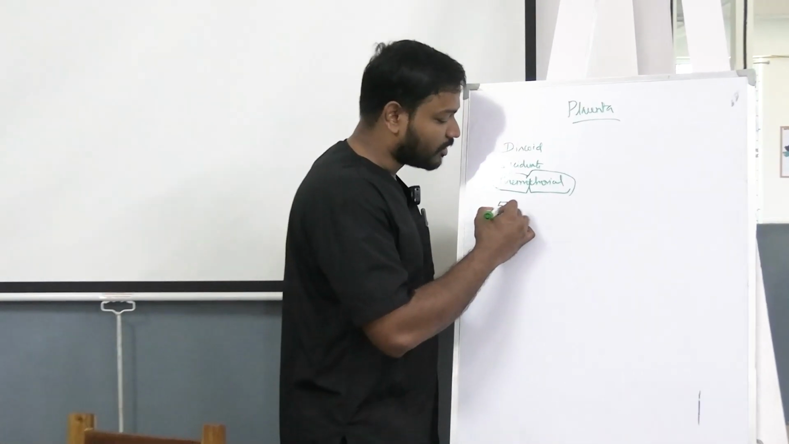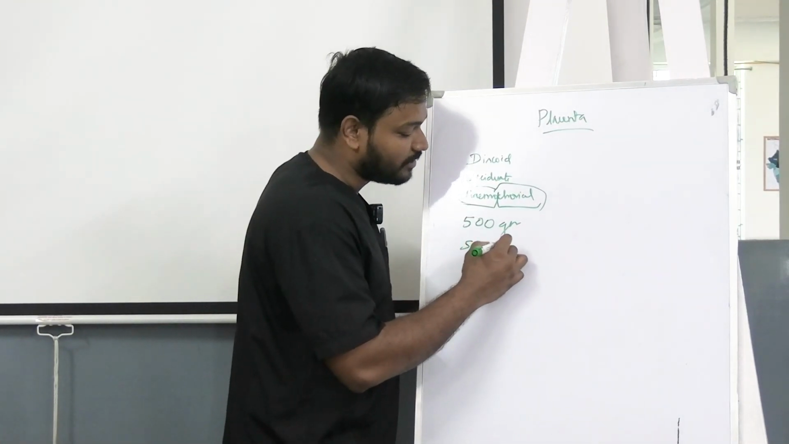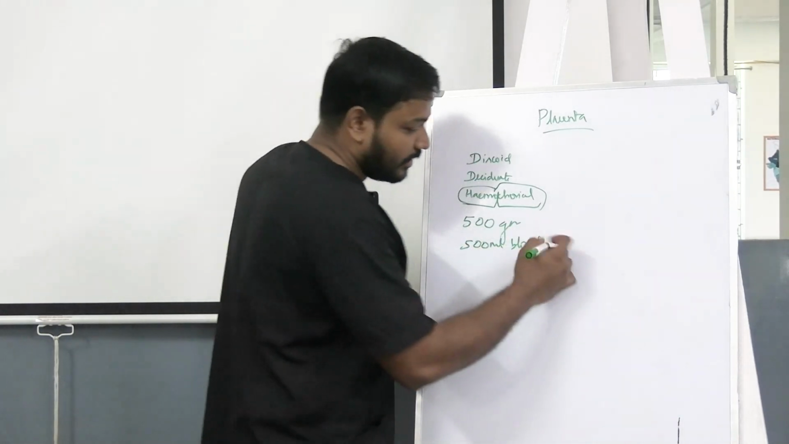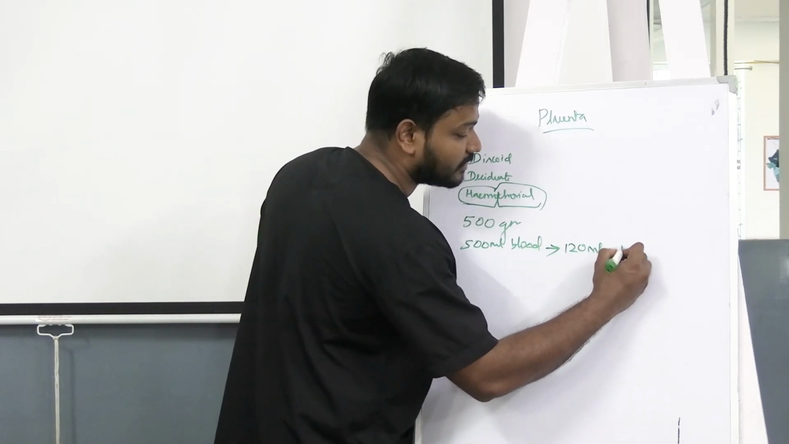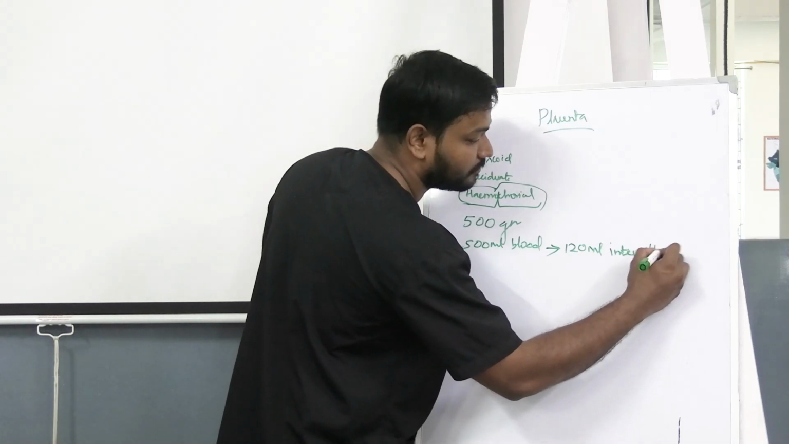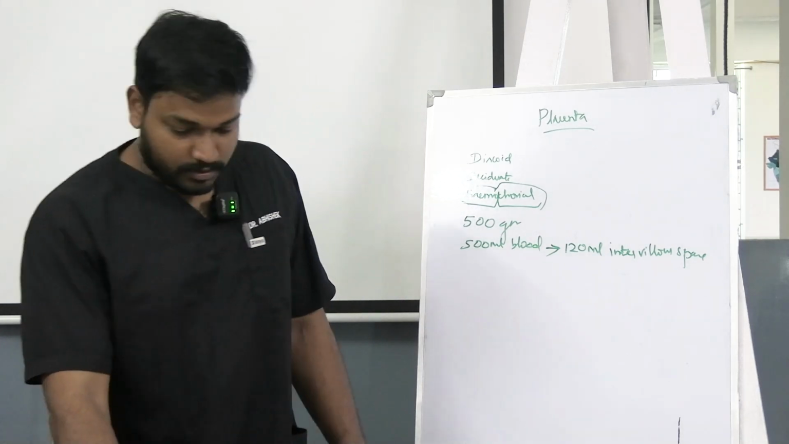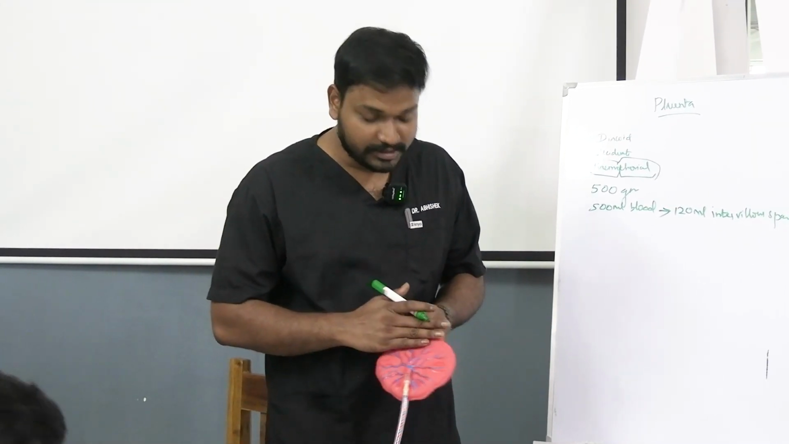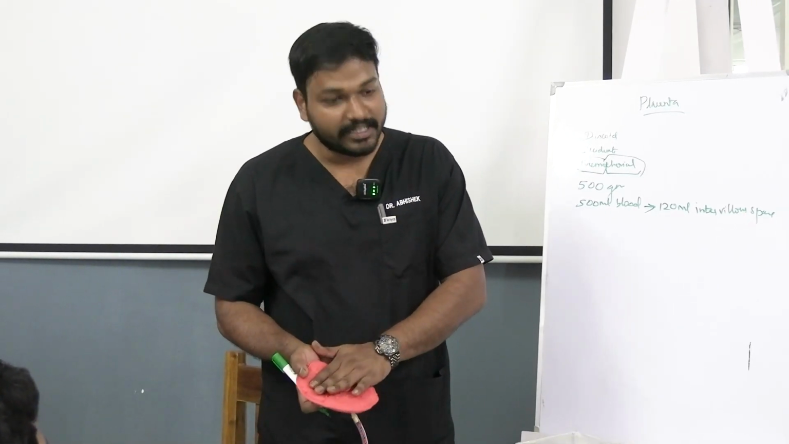Okay, the normal weight of the placenta is 500 gram. It has 500 ml blood inside the placenta. In that 500 ml, 120 ml will be in the intervillous space. See, this is the fetal surface of the placenta. We call this the chorionic plate. Okay, this is the maternal surface. We call it the decidual plate.